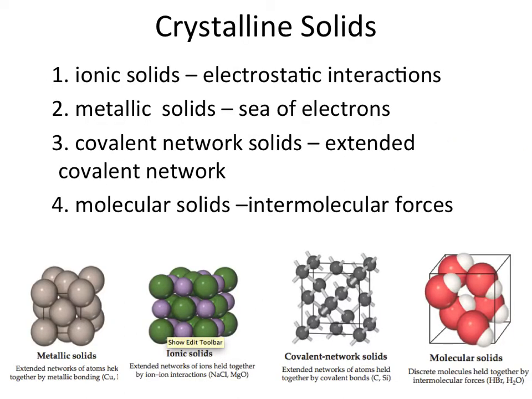So different types of crystalline solids that we're going to be looking at today. The four that we're going to be looking at are ionic solids, which are characterized by electrostatic interactions between ions. We're going to be looking at metallic solids, which are represented by a sea of electrons. We're going to look at covalent network solids, which basically are represented by atoms that are covalently bonded across an array. Okay, and we're going to look at molecular solids, which are formed through the intermolecular forces between atoms.